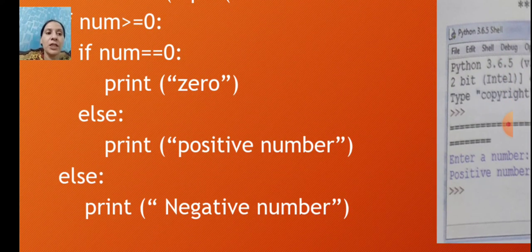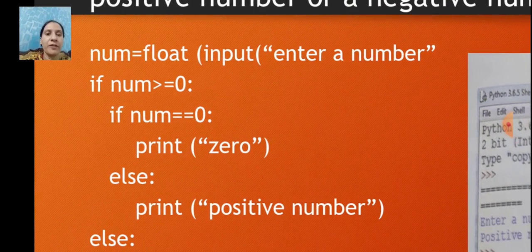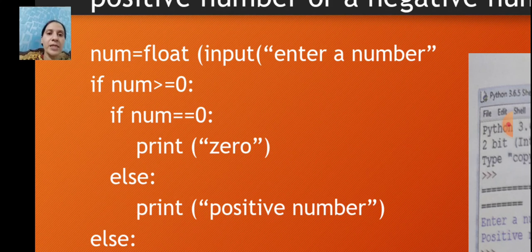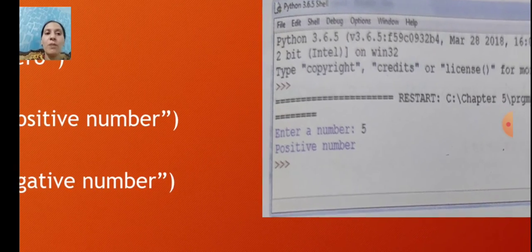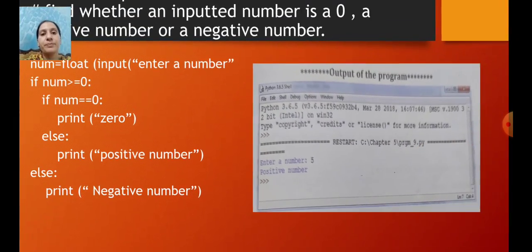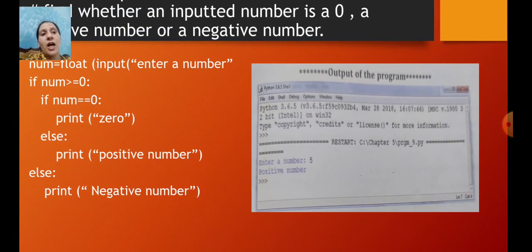Then we check again: if the number is greater than or equal to 0, yes. We move inside. If the number is equal to 0, no, we move to the else part. Here it prints positive number and we get the output positive number. This is how nested if works. Thank you.